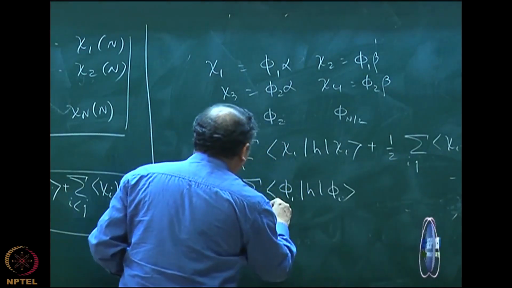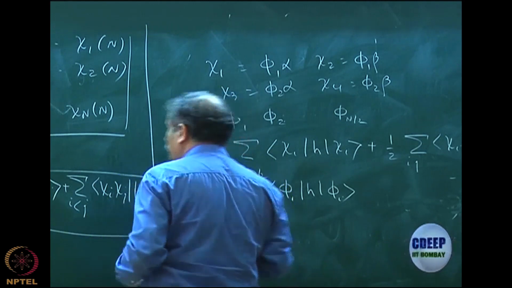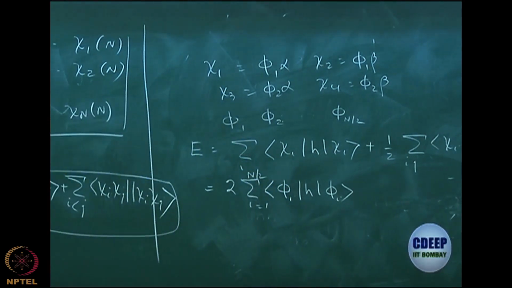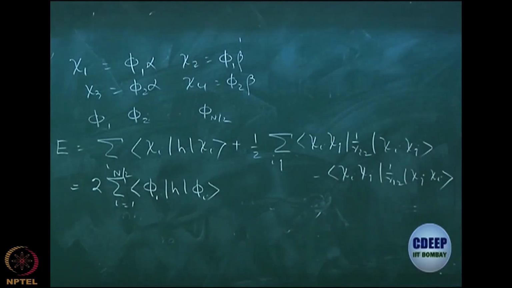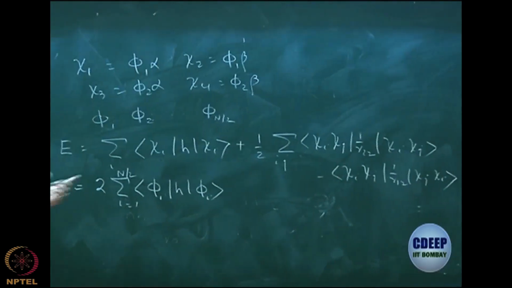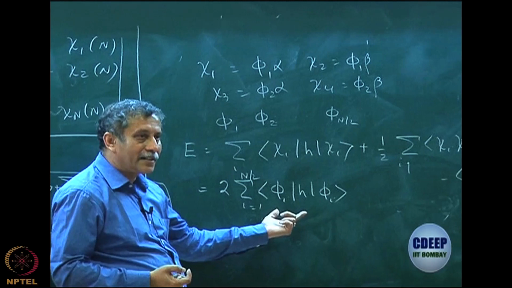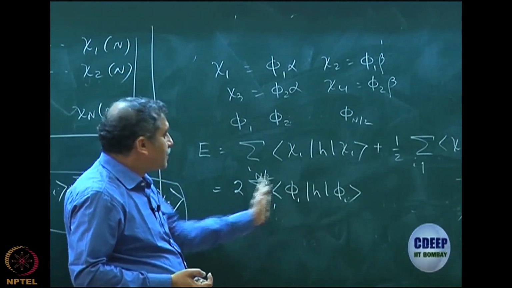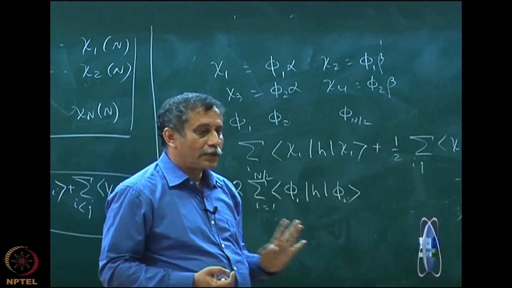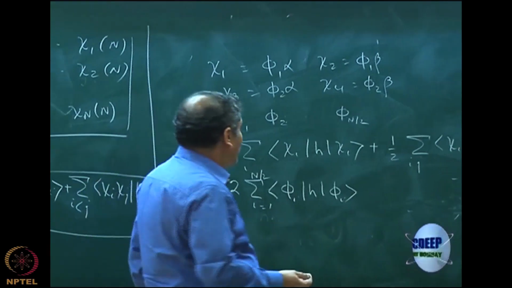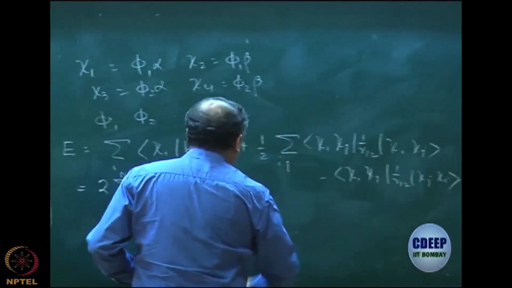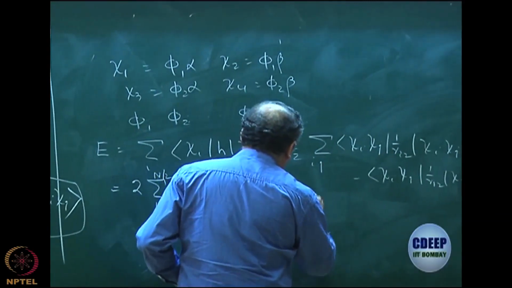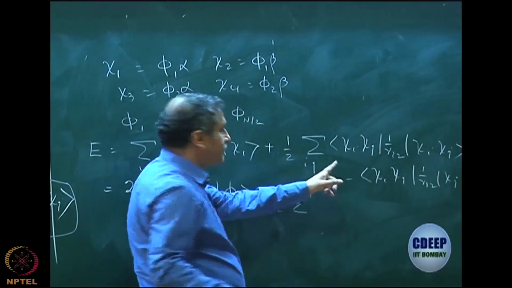Where I now goes over n by 2. That is important. So each of these spin orbitals is derived from the 2 space orbitals. In each case, the integral that survives is only in space coordinate, phi I h phi I. The spin part is 1. So the first part is quite trivial. Now we look at the second part, plus half. Now I do the same exercise here.